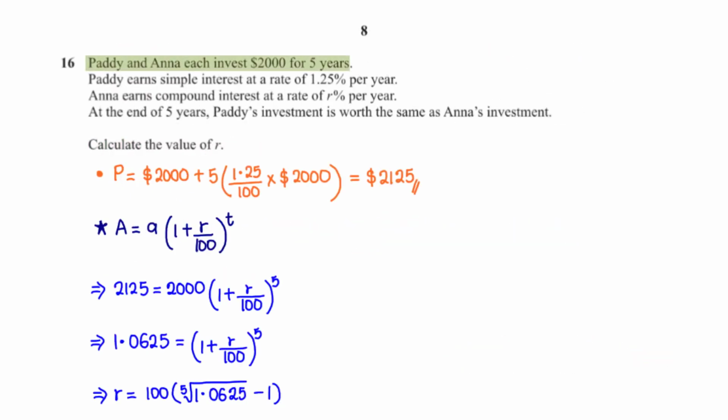Paddy and Anna each invest $2,000 for 5 years. Paddy earns simple interest at a rate of 1.25% per year. Anna earns compound interest at a rate of R% per year. At the end of 5 years, Paddy's investment is worth the same as Anna's investment. Calculate the value of R. Paddy earns simple interest on her principal.